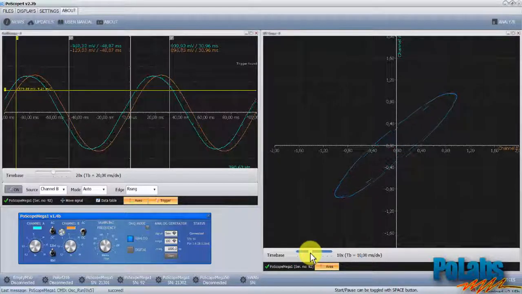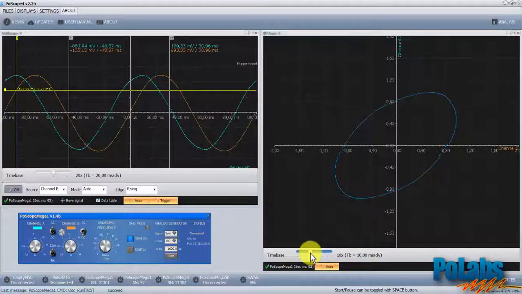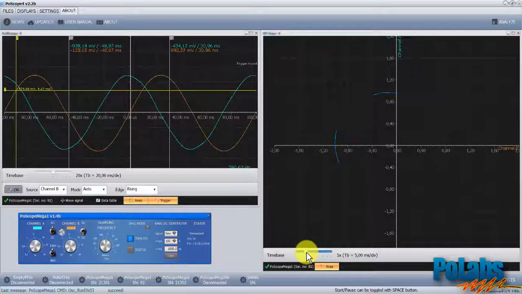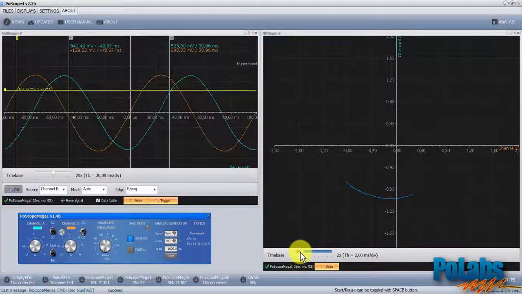If we decrease the phase towards -90 degrees or 270 degrees, which is actually the same position, the signal will form into a nice circle. When we decrease the time-based setting, we are able to see the beam travel counterclockwise at 270 phase shift. At 90 degrees phase shift, we can see the circle being formed clockwise.